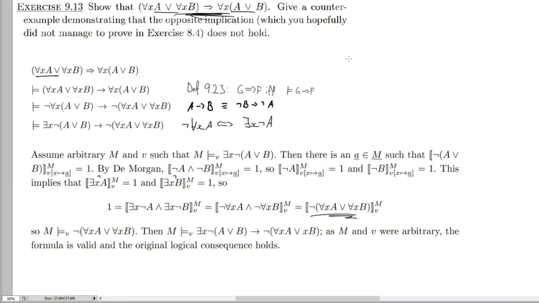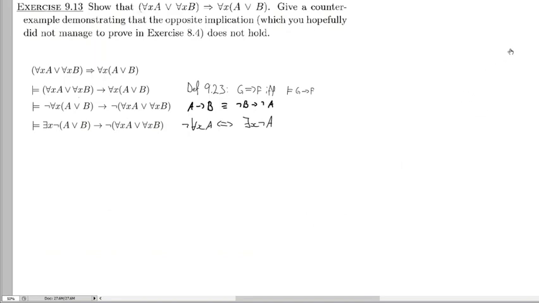But now we're going to give a counterexample demonstrating that the opposite implication doesn't hold. Okay, I'm just going to get rid of some stuff here. So what do we need to do to show that it doesn't hold? Well, we need to come up with some sort of counterexample. What structure could we create such that this is true, but this isn't true? Because we'll be doing the same thing. We have to show that this implication is not a tautology.